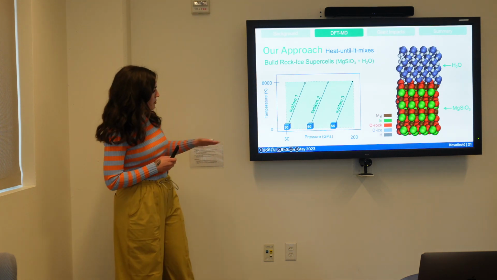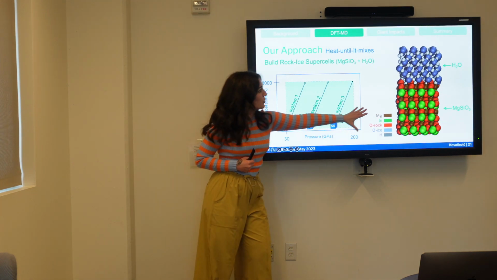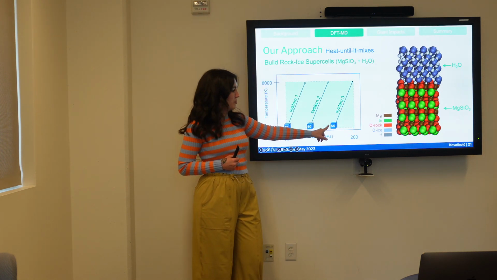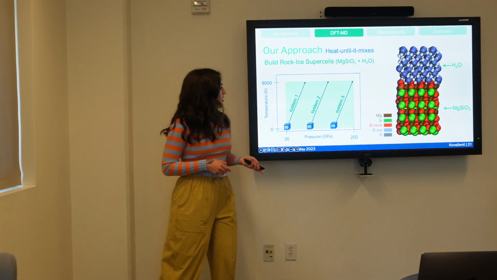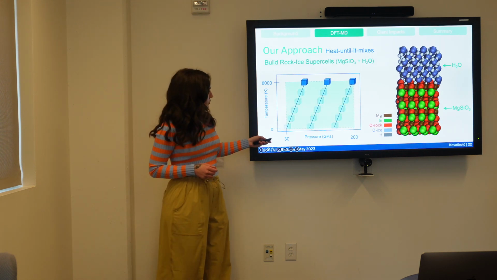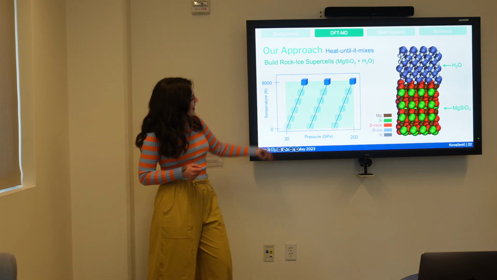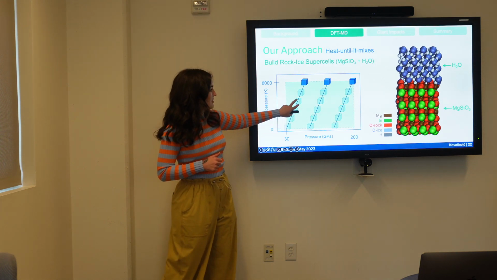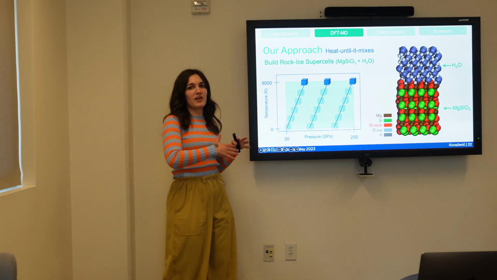So we'll start by building each system. The one that I've specifically visualized here is at 120 GPa. And then we're going to incrementally heat up the system. Each box represents a simulation that we do, and that's going to provide an isochore.